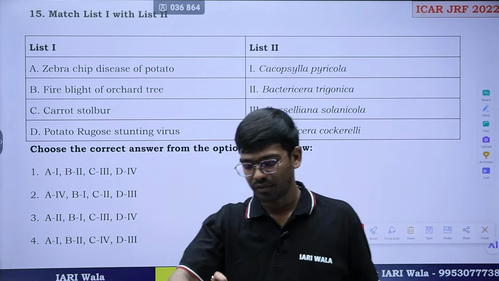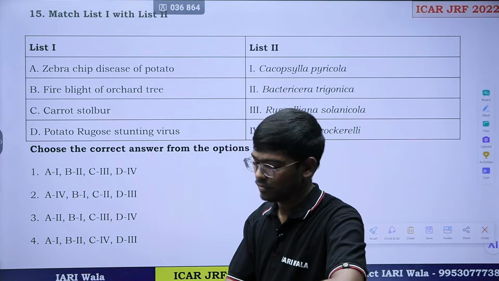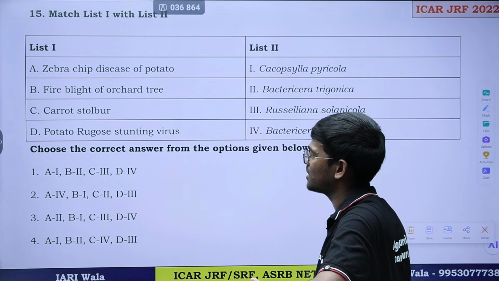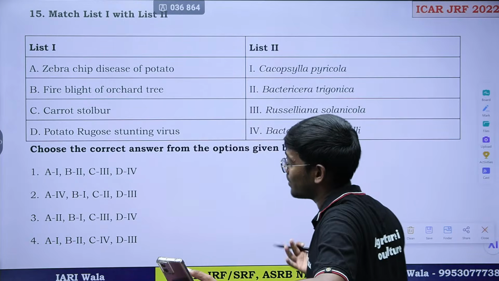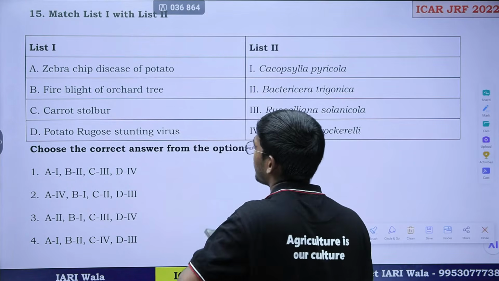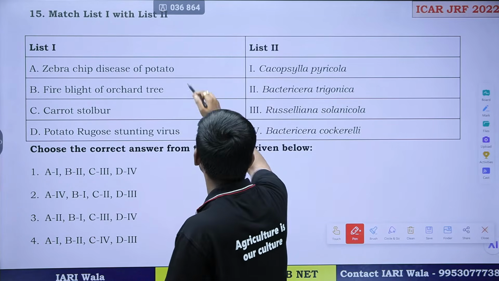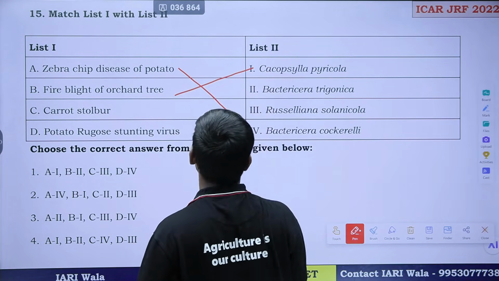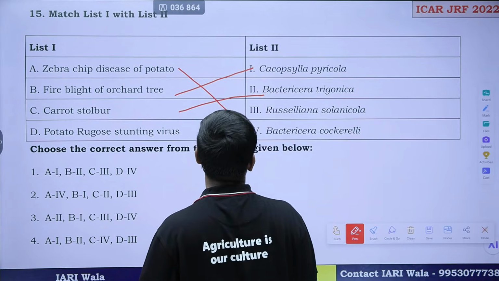And coming to the next question, the 15th one. Here on one side they gave the disease and on this side the vectors. I think this is the toughest question in the JRF 2022 paper, and it was asked in 2025 also. So here we will segregate the answer. Zebra chip disease of potato is transmitted by Bactericera cockerelli, and fire blight of orchard tree is transmitted by Cacopsylla pyricola. Then carrot stolper disease is transmitted by Bactericera trigonica, and potato rugose stunting virus is transmitted by Russelliana solanicola.